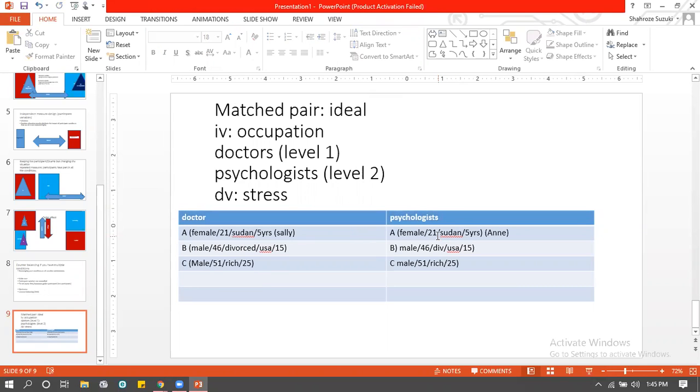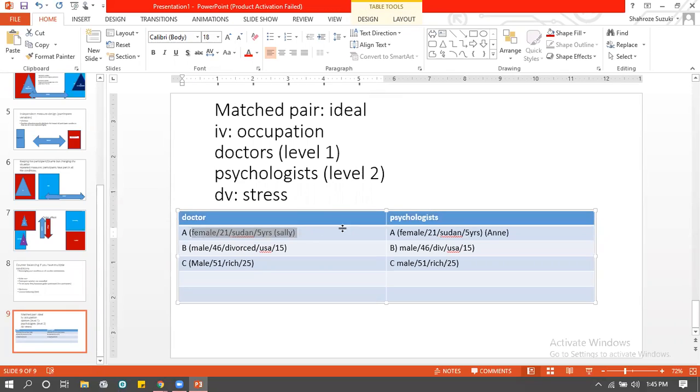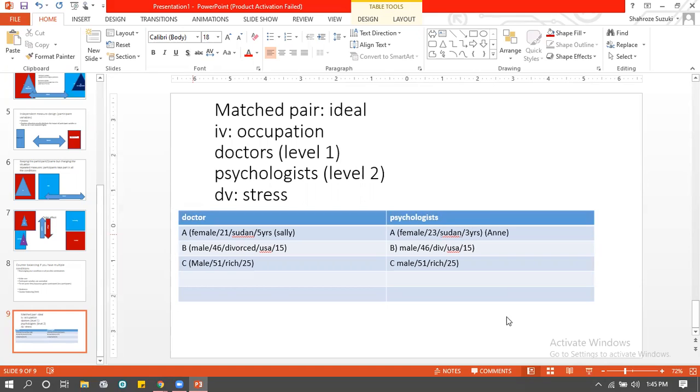Realistically speaking, in real life, if I were to carry out a matched pair design, if my doctor from Sudan A is this, the psychologist of A would be somewhat like this. I would get a close approximate to what I want to match. I won't get the exact match. I'll get a close approximate match. So that's how it works in real life. You won't get the ideal match. You come close to it.